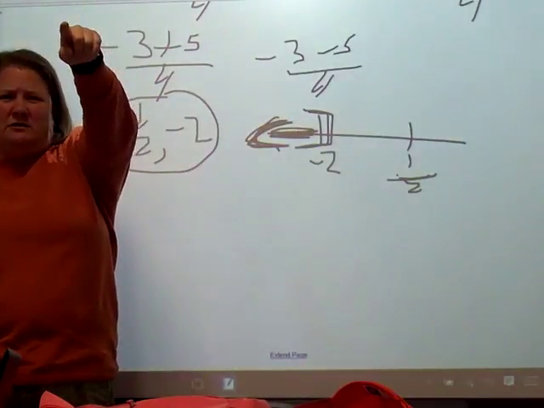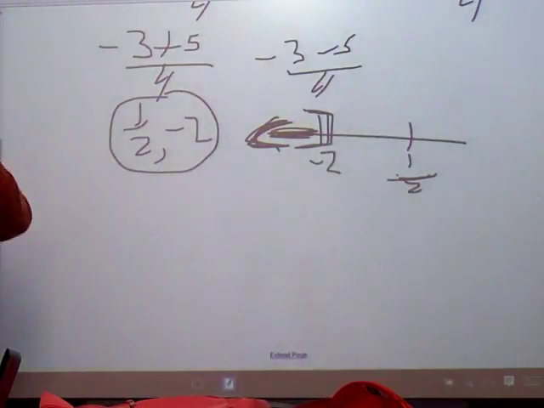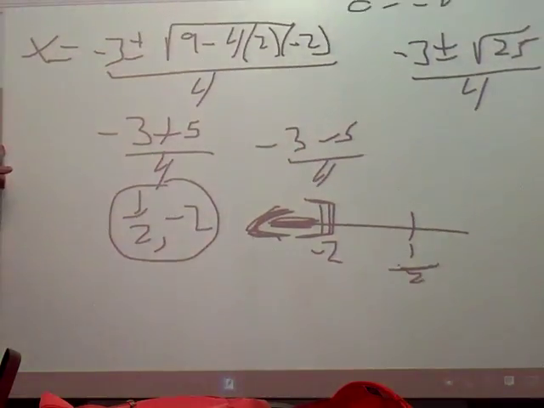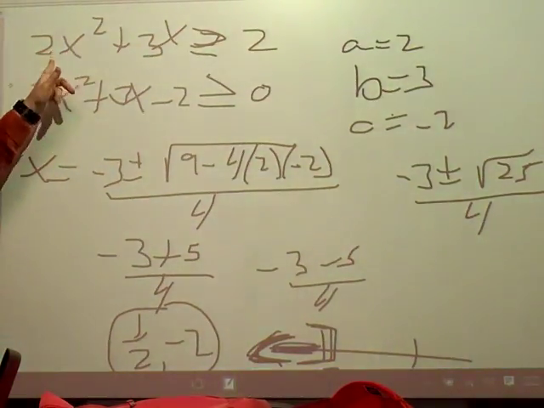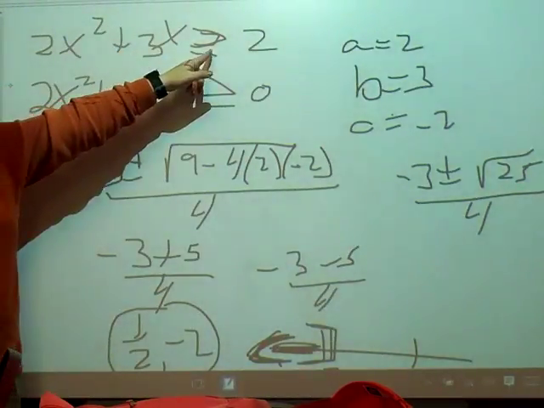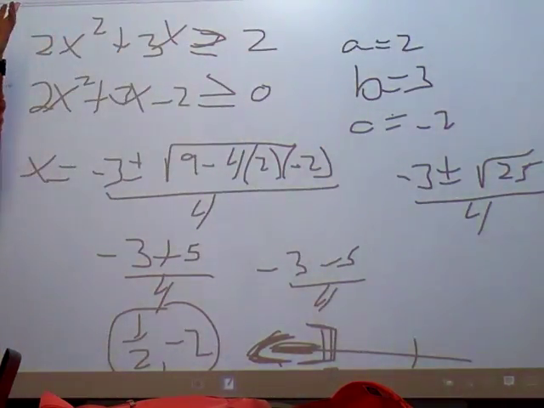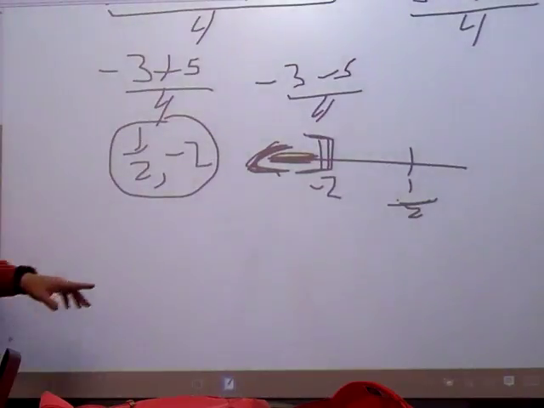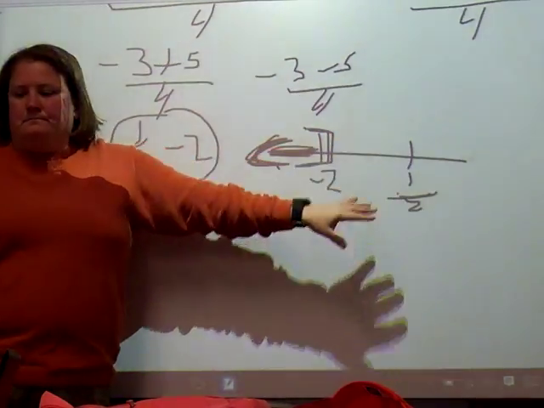0 would be the easiest one. Chase's wouldn't work. Yours would work, Kaylee, but I'm going to go with 0 because it's easier. Because this would be 0. This would be 0. So is 0 greater than or equal to 2? No. So like we guessed, that can't be shaded.